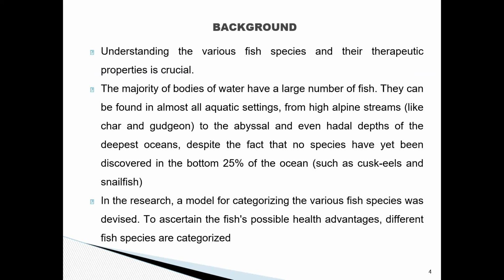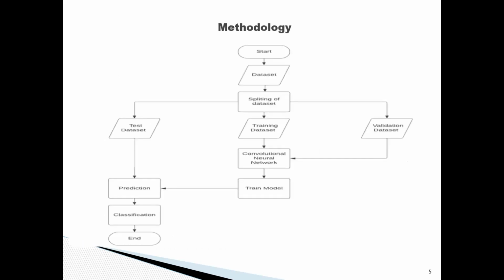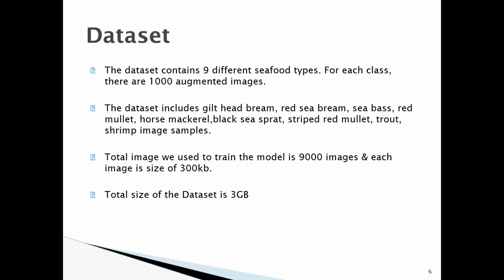There is some background we can discuss about fish species and their medical properties. In many water bodies, there are a large number of fishes that we cannot identify. Still, there is research going on in this area. Normally, in the collected dataset, we have 9 different species, and each species has 1,000 augmented images.